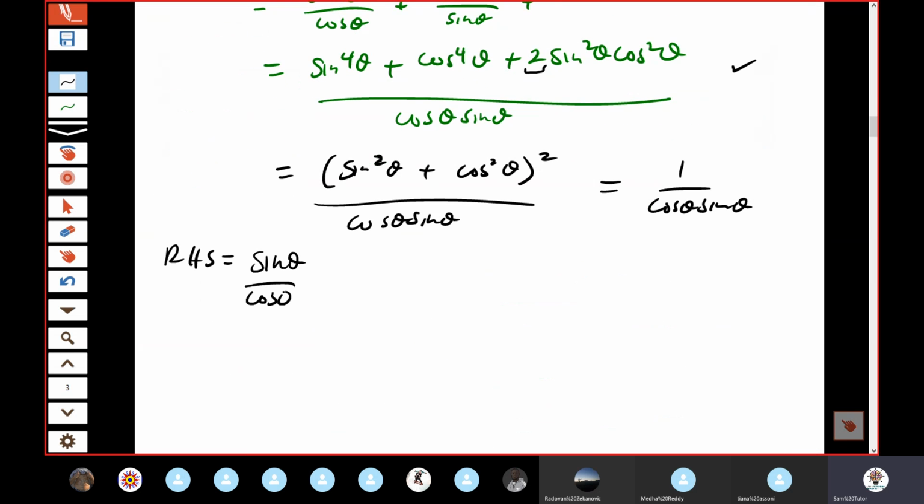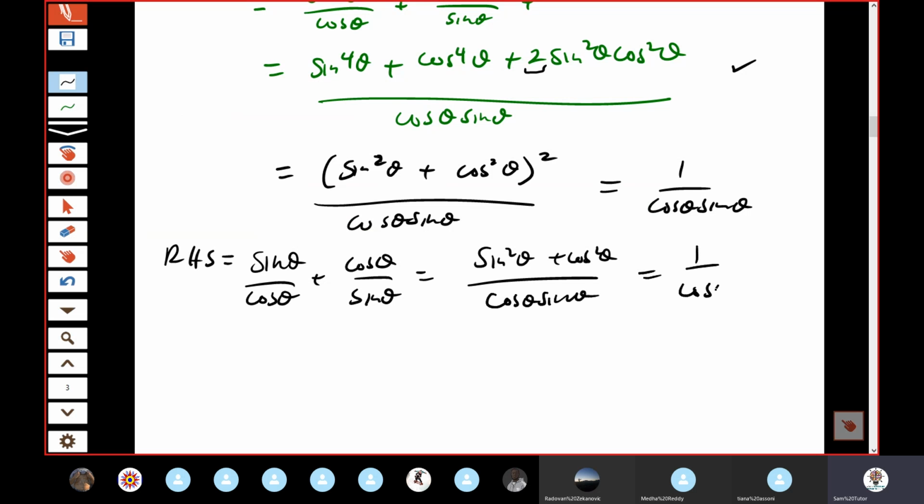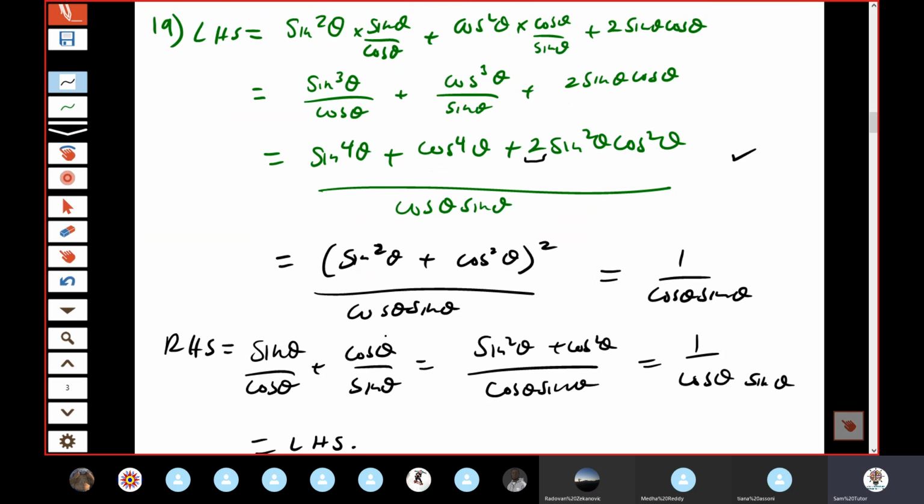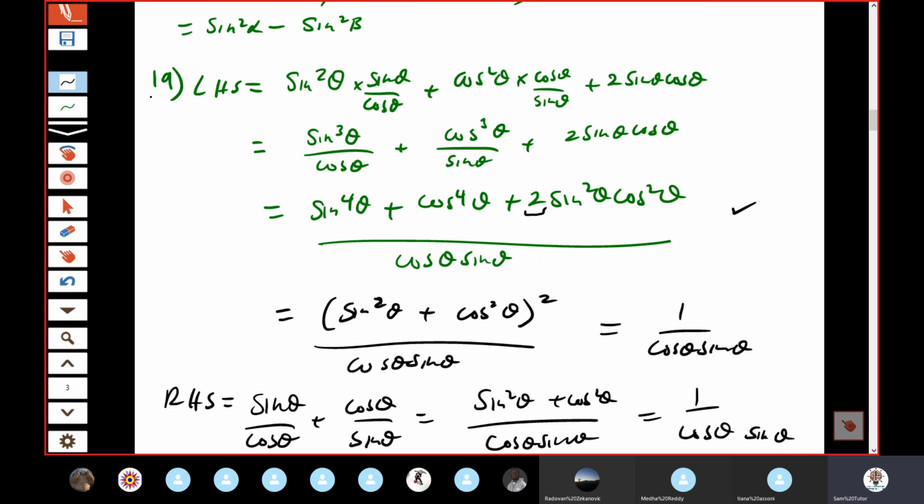Sine on cos plus cos on sine. Common denominator, I think we can all see it. Sine squared plus cos squared over cos sine equals 1 on cos, and you're done. You could have moved from this and eventually got to the right hand side, but why would you? I would just do it like this. Done. Finished. Proven.